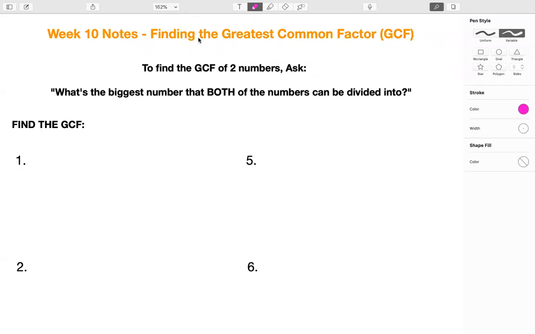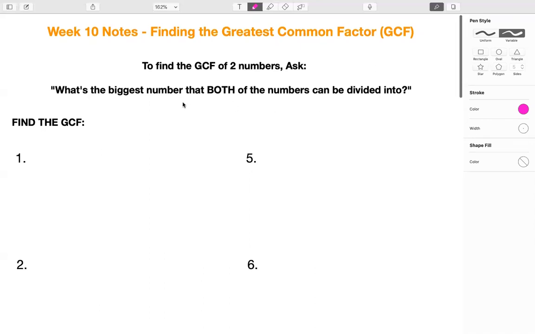To find the greatest common factor of two numbers, you ask yourself the following question, and please write this down. What's the biggest number that both of the numbers can be divided into? That is the greatest common factor. Again, what is the biggest number that both of the numbers can be divided into? That is the greatest common factor.